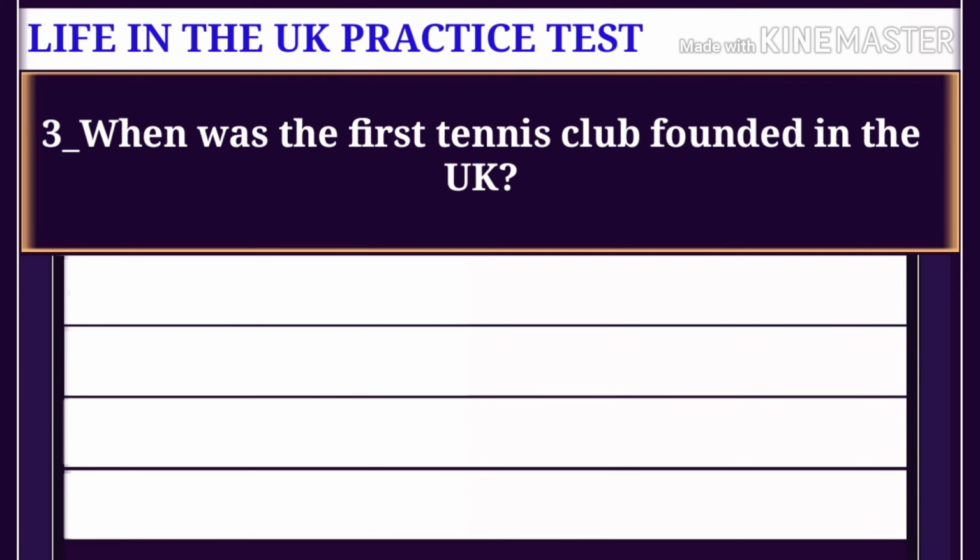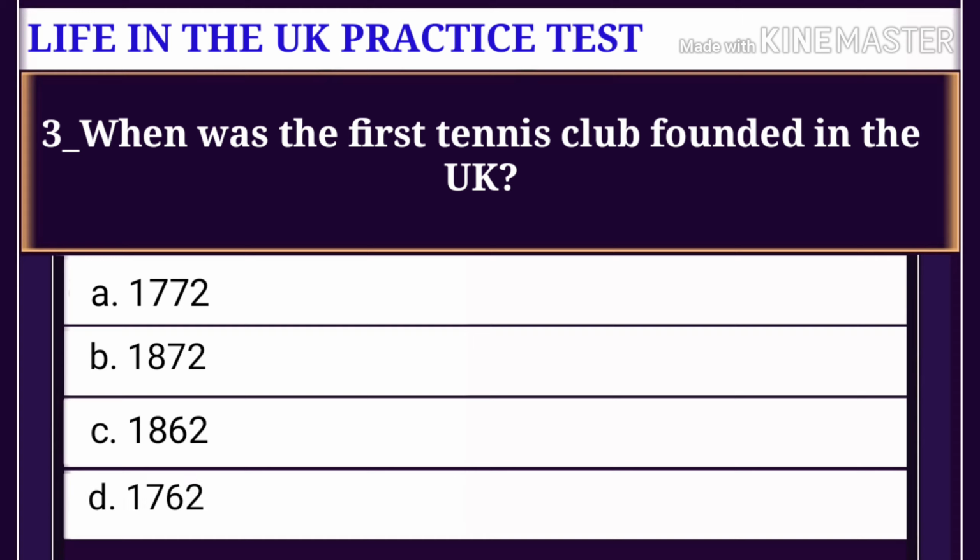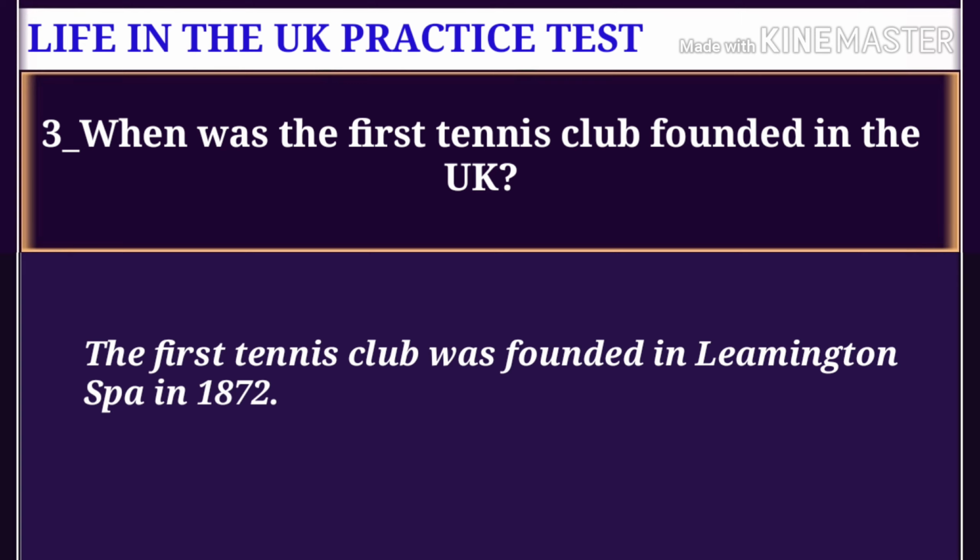Life in the UK practice test. Question 3 of 24. When was the first tennis club founded in the UK? A. 1772, B. 1872, C. 1862, D. 1762. The correct answer is B. 1872. The first tennis club was founded in Leamington Spa in 1872.